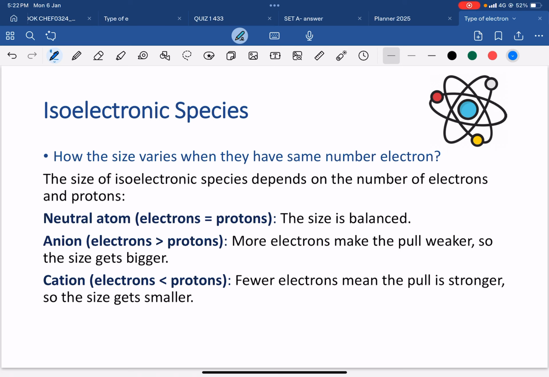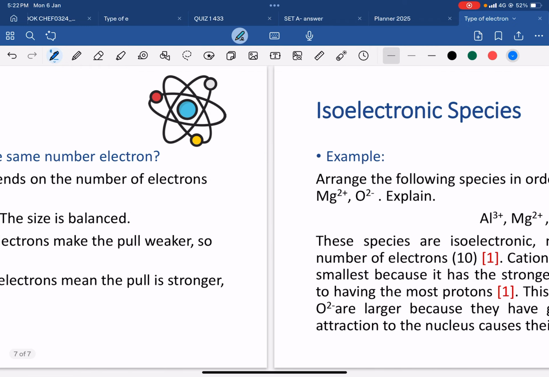So you must know that when you have plus sign, basically we remove electron. Okay, we have minus sign, we add electron. So simpan elok-elok information tu. Okay, so more electron will make the pull weaker, so the size akan jadi bigger. Kalau kita ada cation, fewer electron means the pull towards the nucleus is stronger, therefore the size of cation will be smaller. Okay, ingat tu.